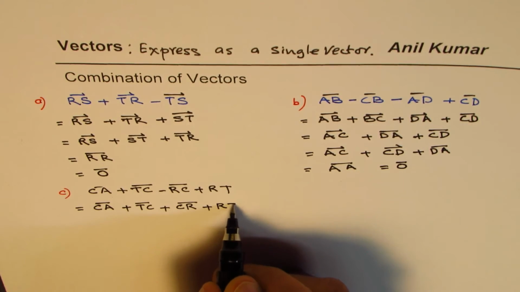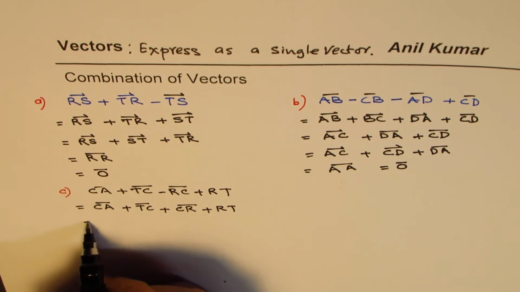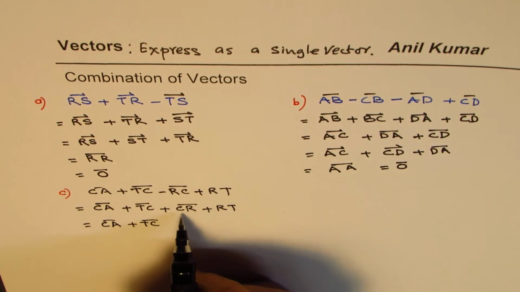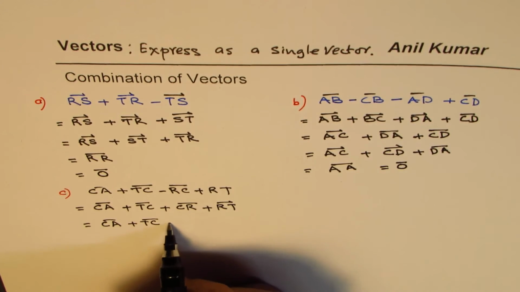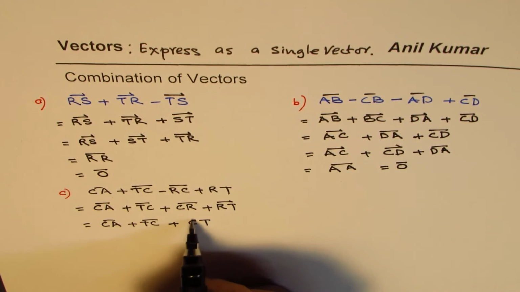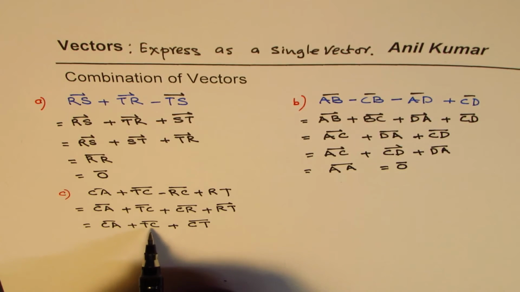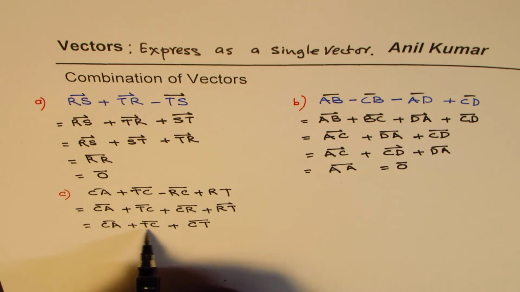plus RT. Now C to A, T to C, let's copy this. C to A plus T to C. Now here you observe C to R and R to T. That means I can combine these two and I can write this as C to T, right? Now we have T to C and C to T. Now that is zero vector, right? You go from T to C and then from C to T. So that is from T to T, right?